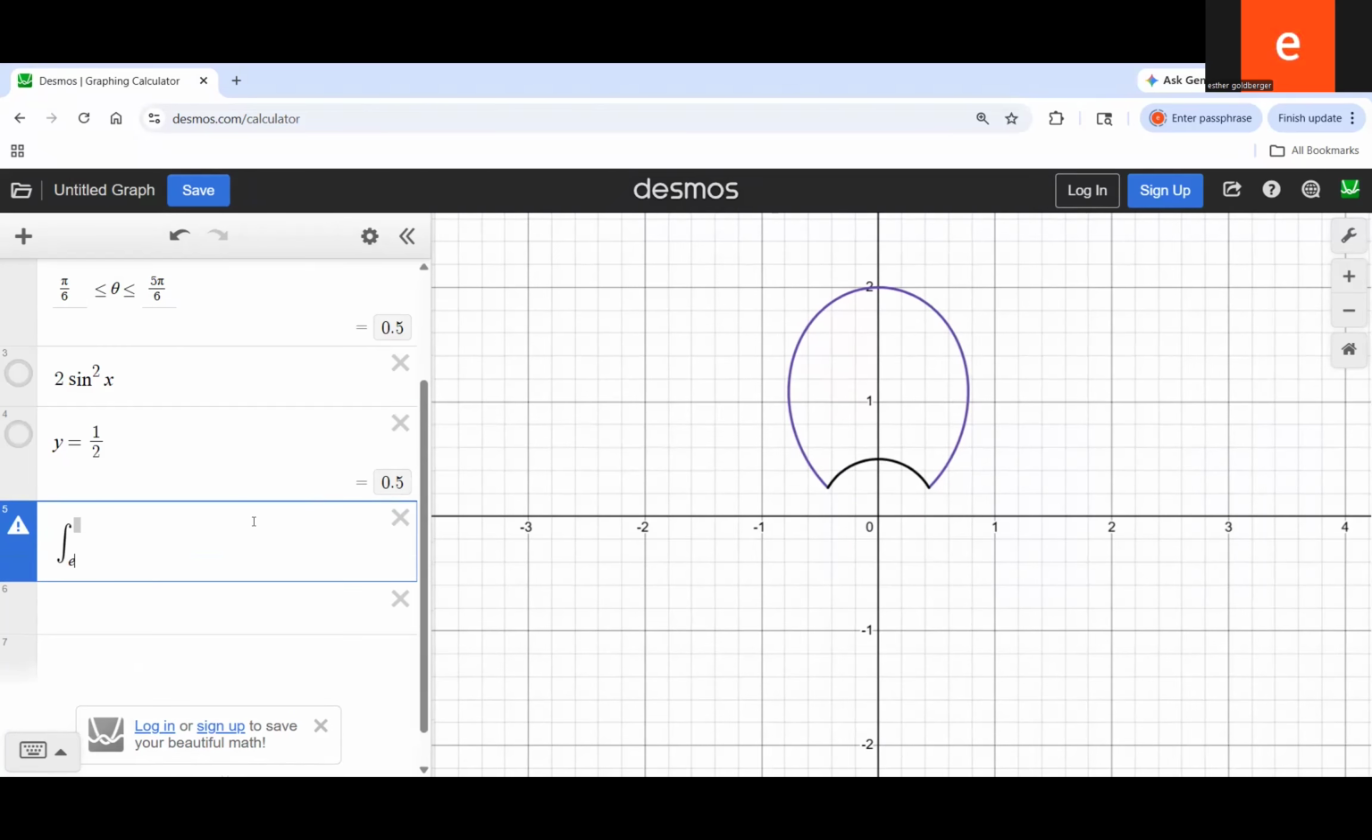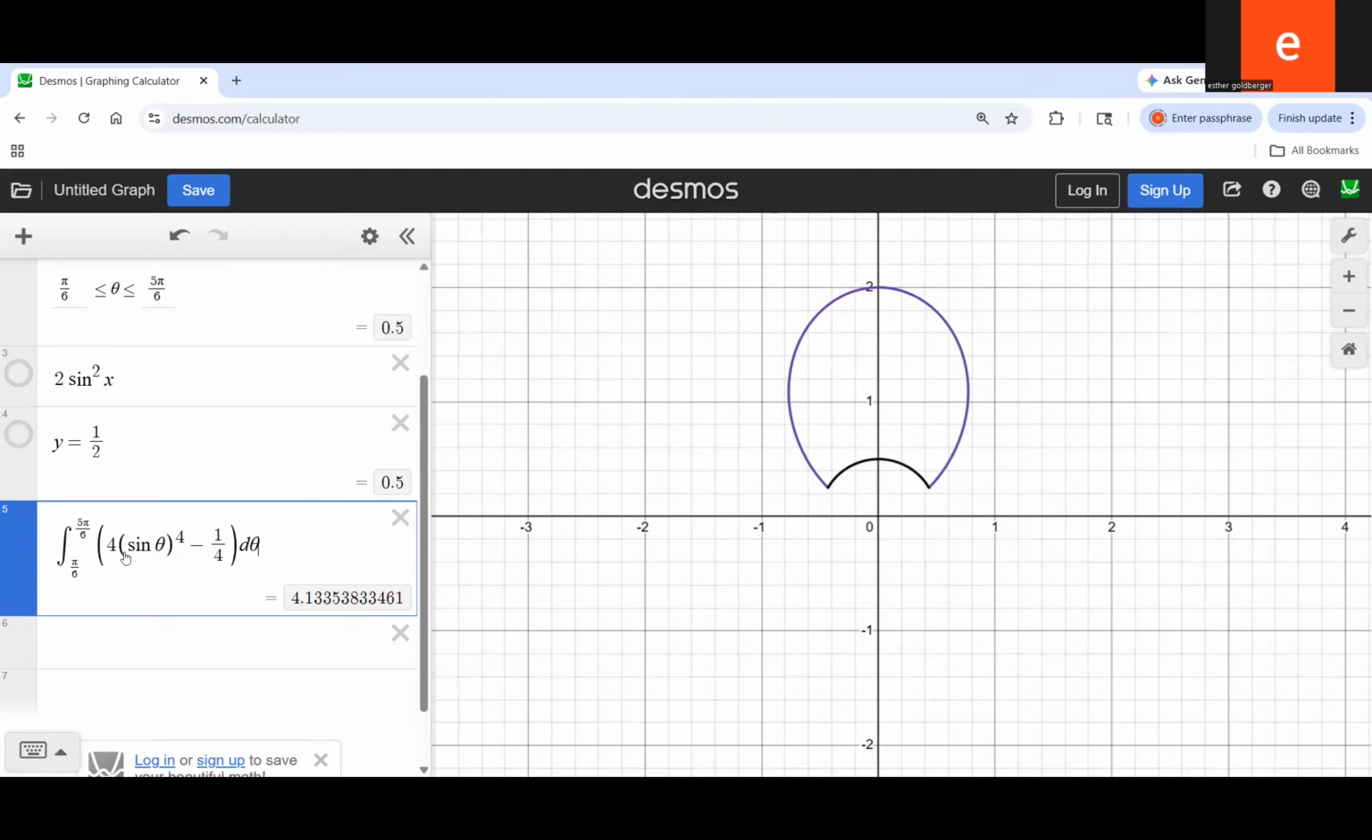Now let's go ahead and compute this integral. So I'm going to do the integral from pi over 6 to 5 pi over 6 of 4. And be careful, Desmos sometimes has difficulty with higher exponents. So instead of writing sine to the 4th theta, I'm doing sine theta to the 4th, minus 1 over 4, d theta. And there we have it. We're straightforwardly given an answer, 4.13.